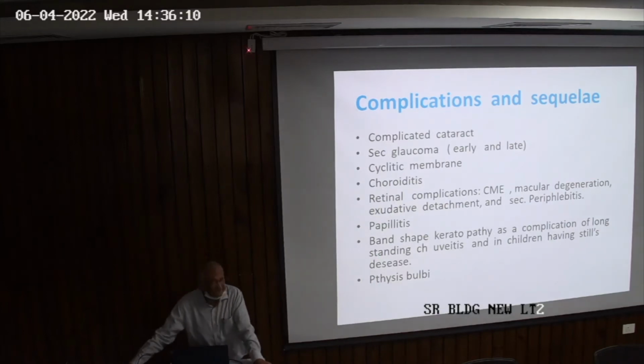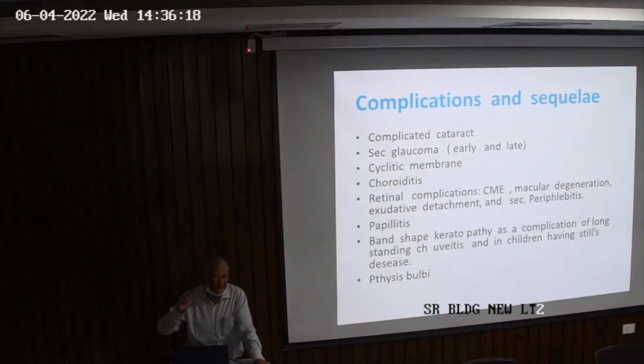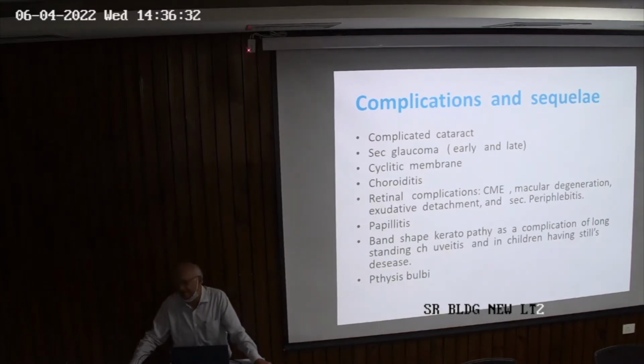Retinal complications come: CME, cystoid macular edema, macular degeneration, exudative detachment, and secondary periphlebitis. These are the changes in the retina. Cystoid macular edema, optic neuritis and papillitis, exudative detachment, periphlebitis, or macular degeneration. Many times a hole can be found also. These are the changes found in the retina.